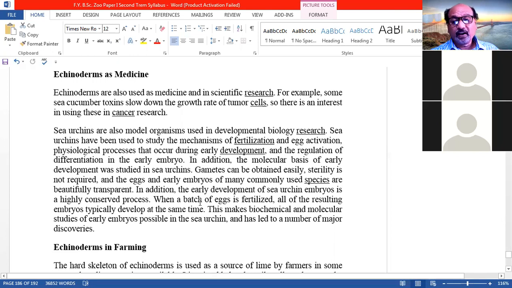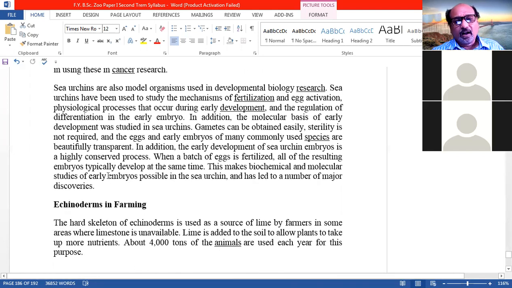In addition, the early development of the urchin embryo is a highly conserved process. When a batch of eggs is fertilized, all the resulting embryos typically develop at the same time. This makes biochemical and molecular studies of early embryos possible in the sea urchin. Means at every development stage, what kind of chemistry is there, what kind of physical changes are there, what enzymes are there. So they are studied, and this is also helpful for comparative studies of other organisms.